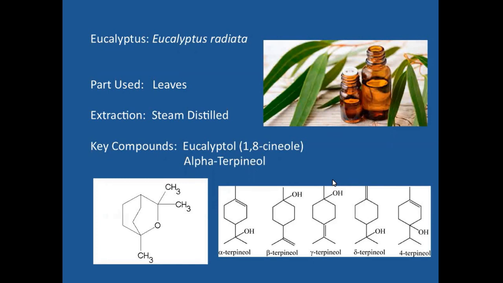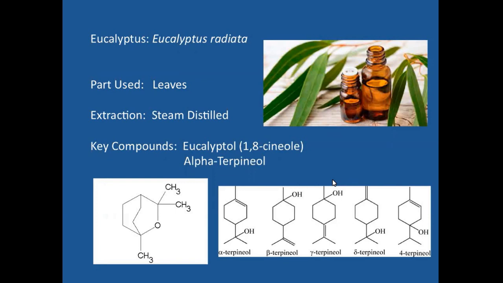The key compounds are eucalyptol, which is also known as 1,8-cineol, and alpha terpineol. The alpha terpineol there is on your left, and it's very interesting that it has some methyl groups around the outside, but then it has that central kink through it. They're all three-dimensional molecules, but it has a central chain in the middle of it, which is very interesting.